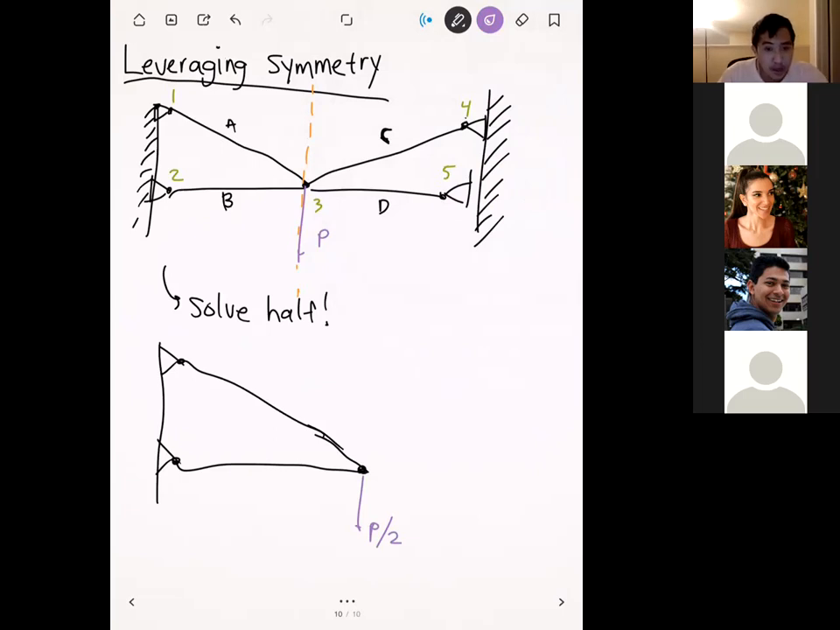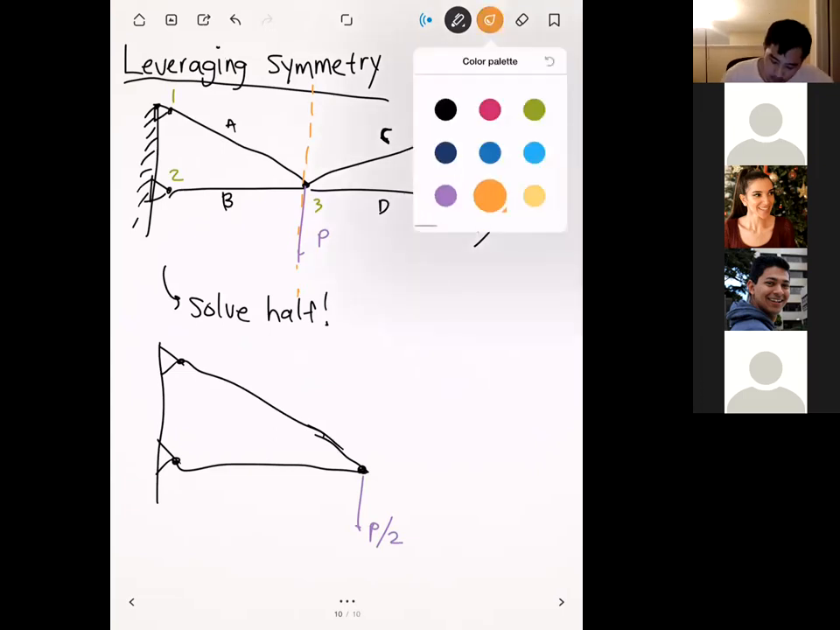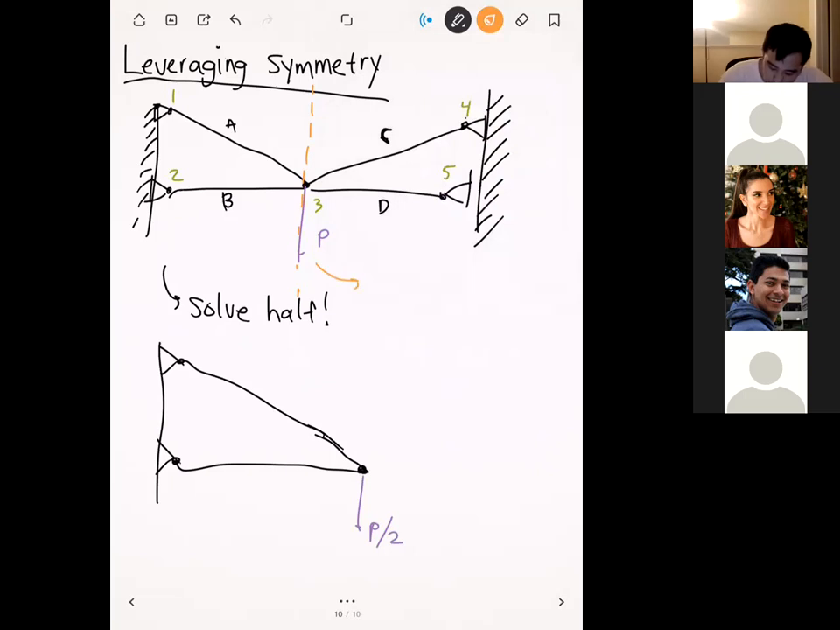But there's one more thing that we have to do as well. Okay. Whenever we make what's called a symmetry cut, okay, and so basically we cut this structure in half, right, whenever we make a symmetry cut like that, you have to make sure that the structure doesn't displace past that symmetry cut. Okay? And so to do that, you apply a roller wherever you make a symmetry cut.